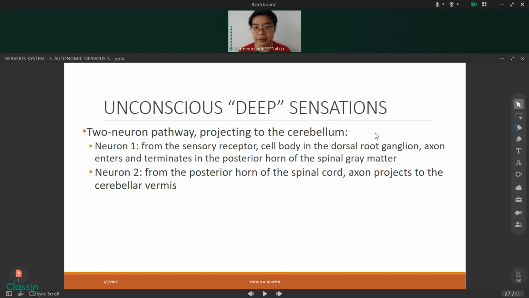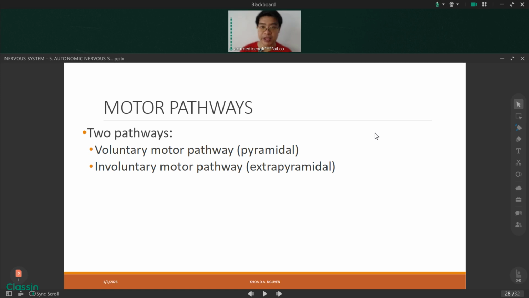Finally, motor pathways. There are two motor pathways: the voluntary motor pathway, also called the pyramidal pathway, and the involuntary motor pathway, which is extrapyramidal. So what will these motor pathways do?